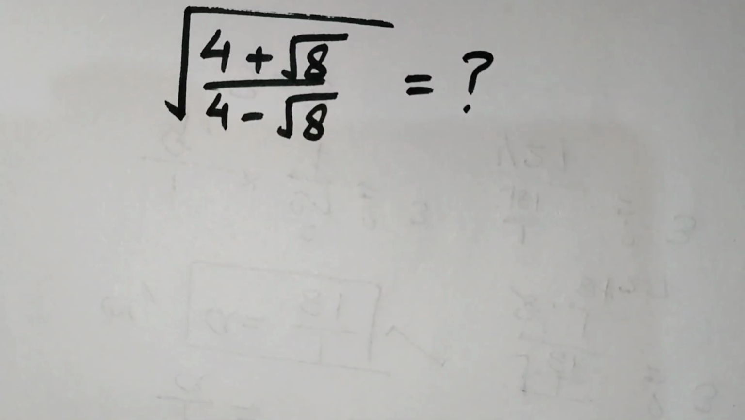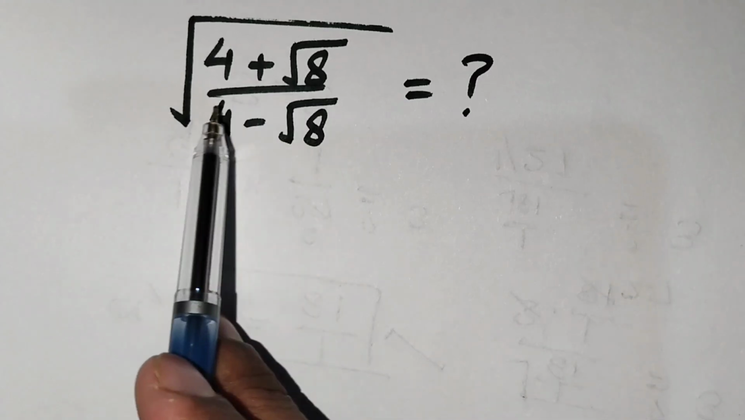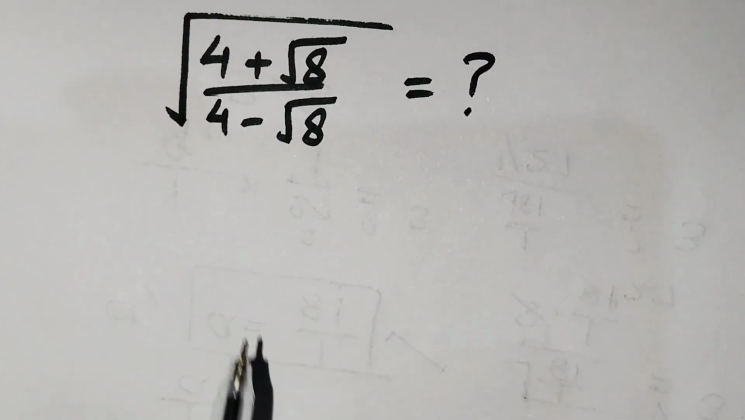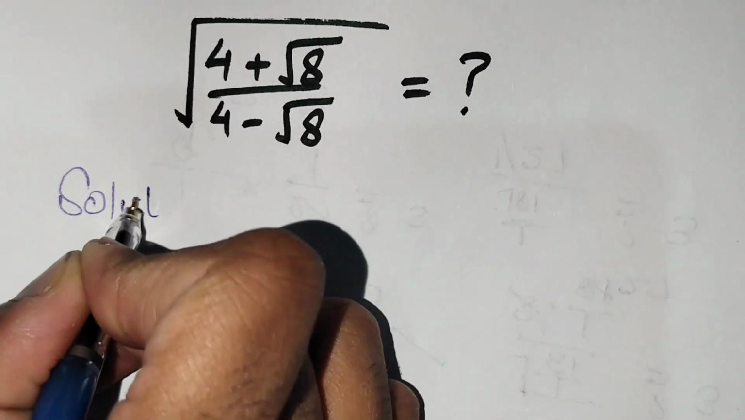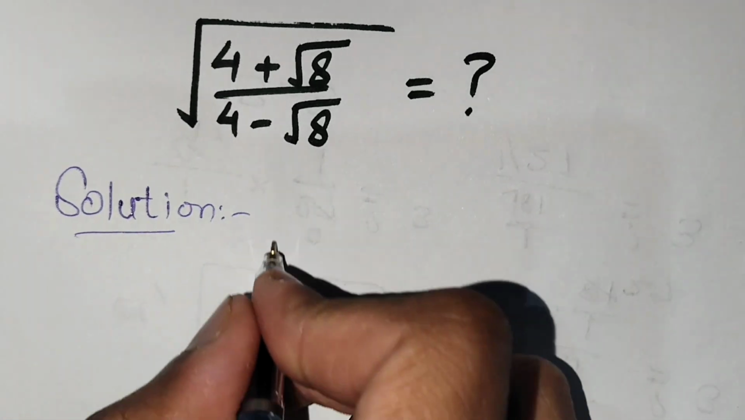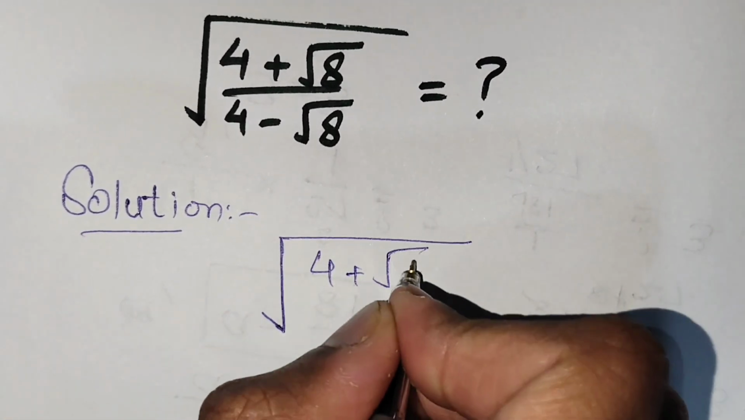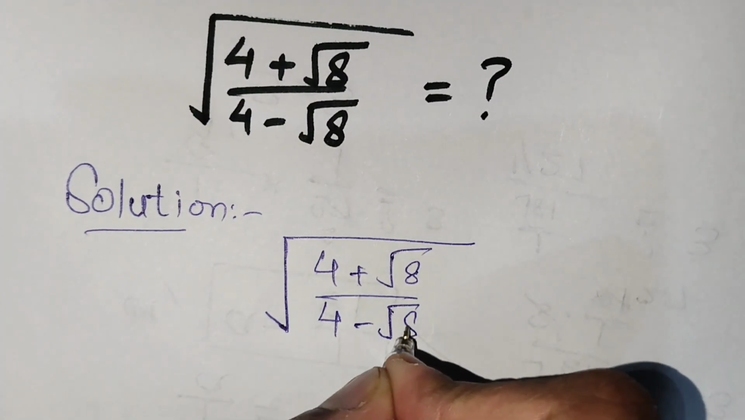Hi everyone, in this video we will evaluate square root of 4 plus square root of 8 divided by 4 minus square root of 8. Let's solve the solution of this question. We are given square root of 4 plus square root of 8 divided by 4 minus square root of 8.